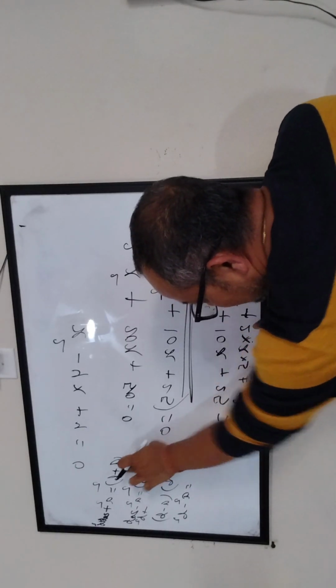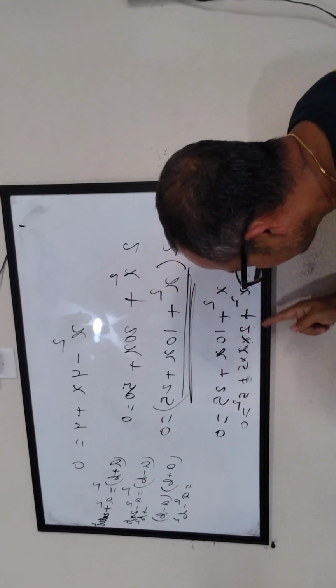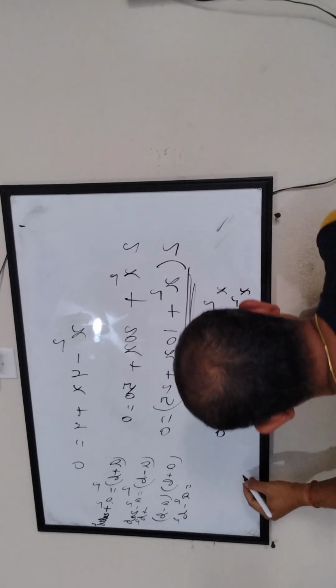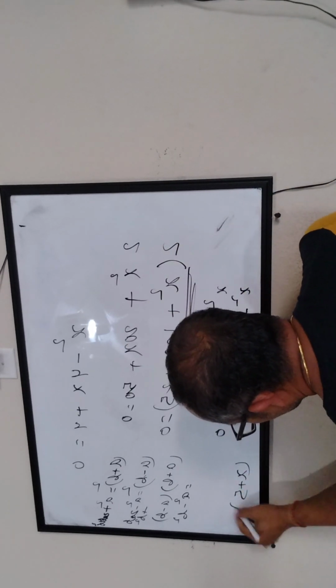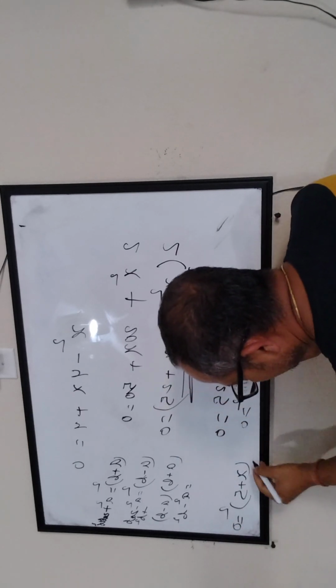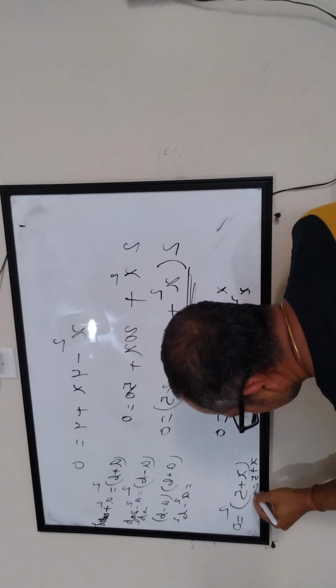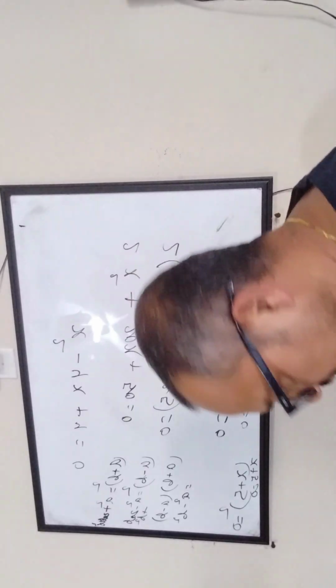So this is a perfect square. It matches with my generic formula. So then this whole thing became (x plus 5) whole square equals 0. That means x plus 5 will be equal to 0. And now you have a solution for this.